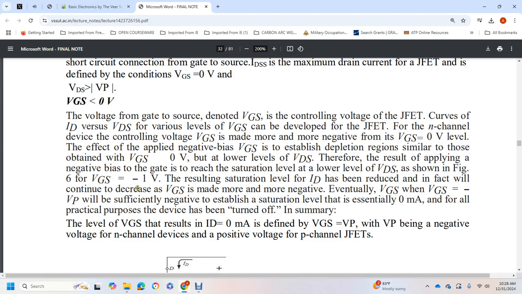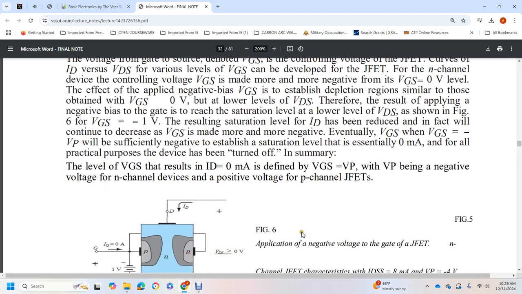In fact, this will continue as VGS is made more and more negative. When VGS equals VP, the negative voltage will be sufficient to establish a saturation level of essentially 0 microamps, which turns the device off. In summary, the level of VGS that results in ID of 0 milliamps is defined as VP, negative for N channel devices and positive for P channel junction field effect transistors.